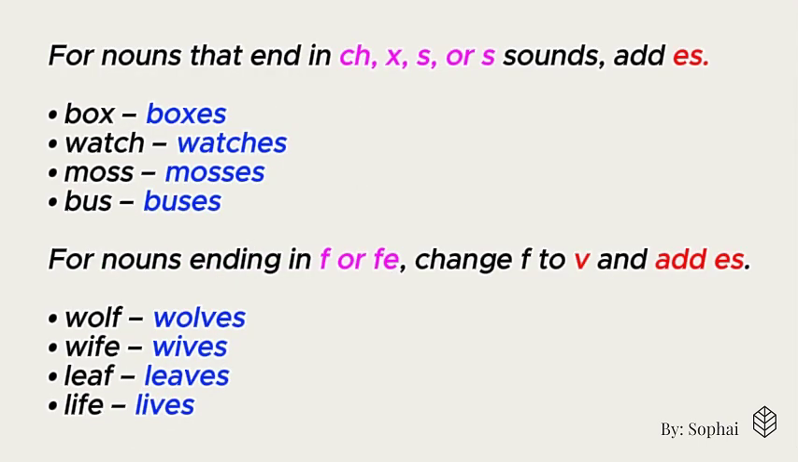For nouns that end in ch, x, s, or s sounds, add es. Box, boxes. Watch, watches. Moss, mosses. Bus, buses. For nouns ending in f or fe, change f to v and add es. Wolf, wolves. Wife, wives. Leaf, leaves. Life, lives.